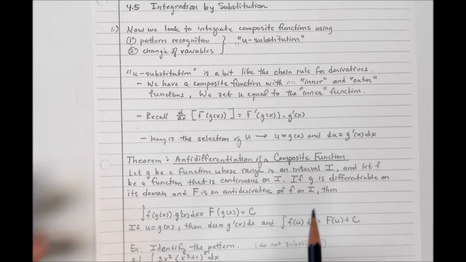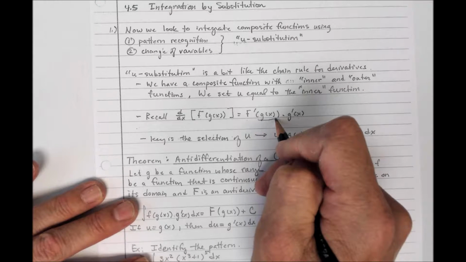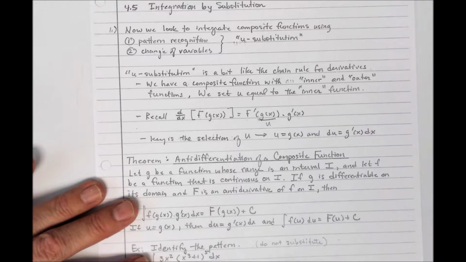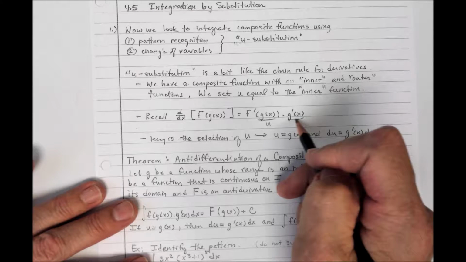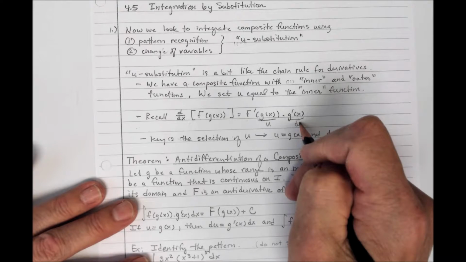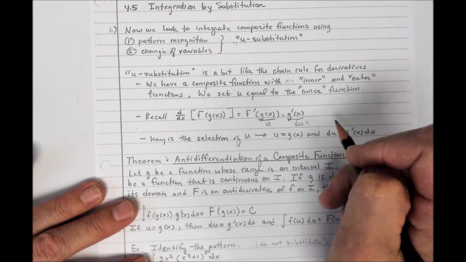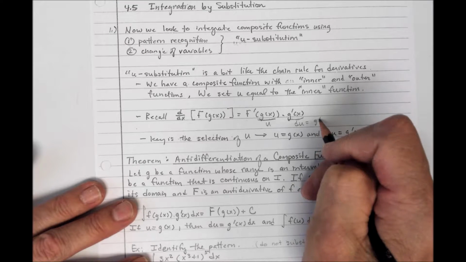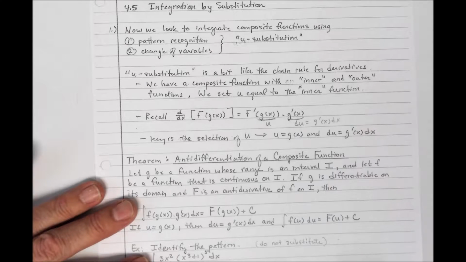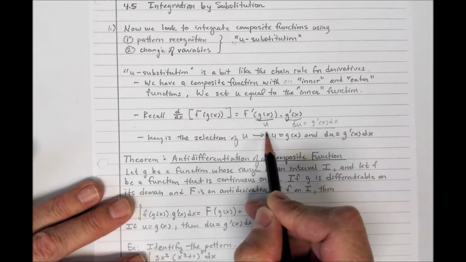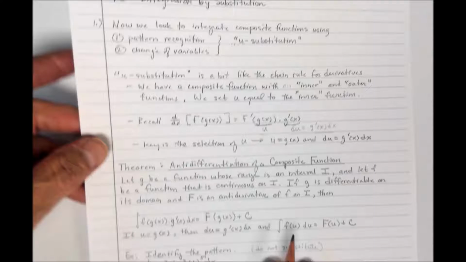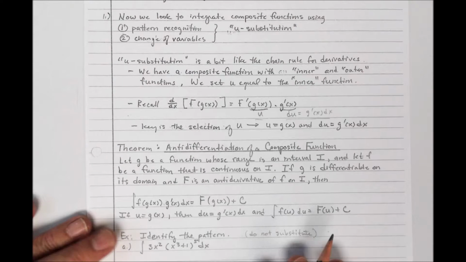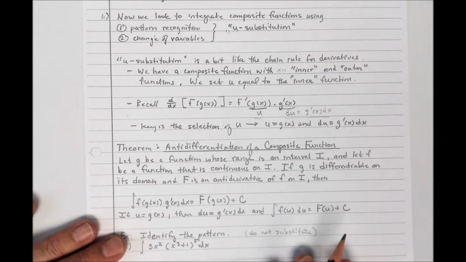We're going to make this part here our inner function. We're going to call that u, and then this part here will be our du, which hopefully will be some kind of g prime of x dx expression. So we have to make sure everything's set up perfectly. As I mentioned, and I will mention again, you can take the derivative of just about anything, but when you integrate, you have to have it set up perfectly.